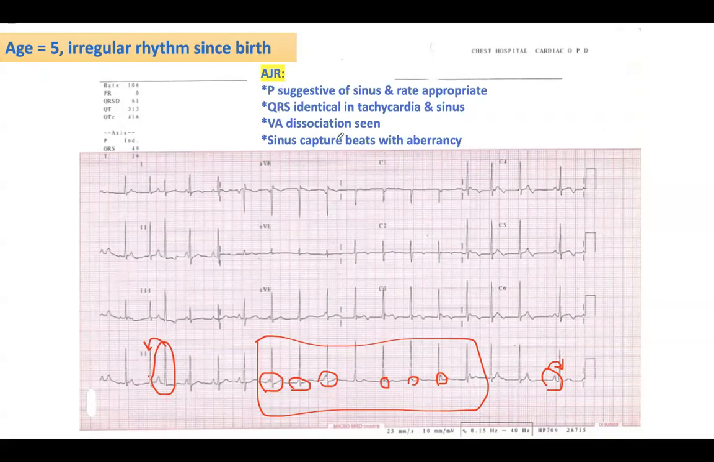Again, because there is AV dissociation, the P wave is sinus-looking because it's positive in lead 1, positive in lead 2, positive in lead 3, and so forth, and positive in aVF. The QRS is identical during conduction, like here, and during tachycardia. So there is identical sinus and tachycardia QRS. So that's an example of accelerated junctional rhythm, congenital JET. It's a form of focal tachycardia that is irregular, like you see here. So I'm now showing examples of focal tachycardias.